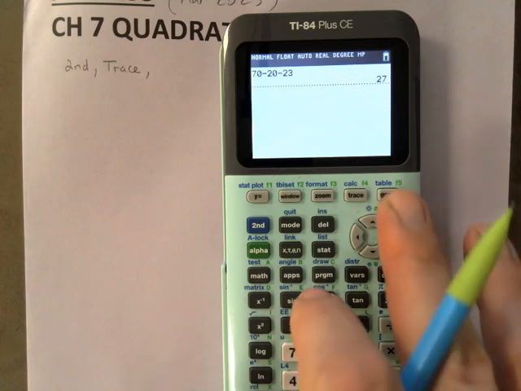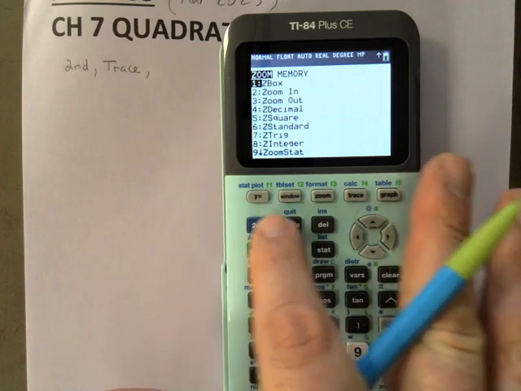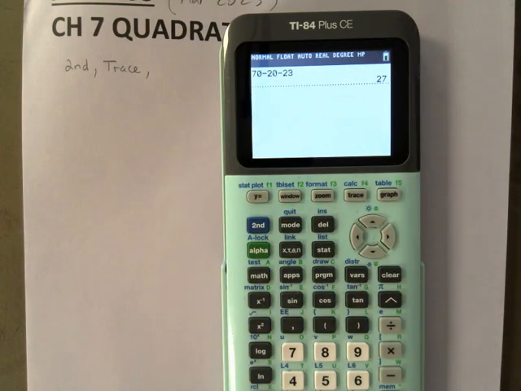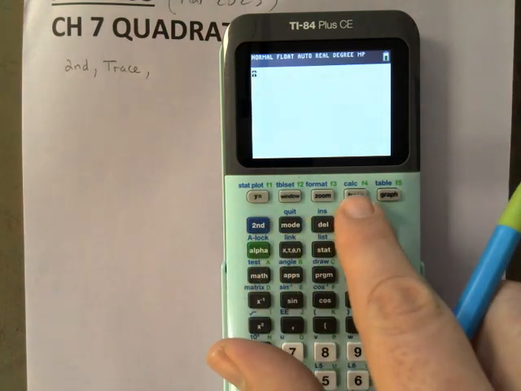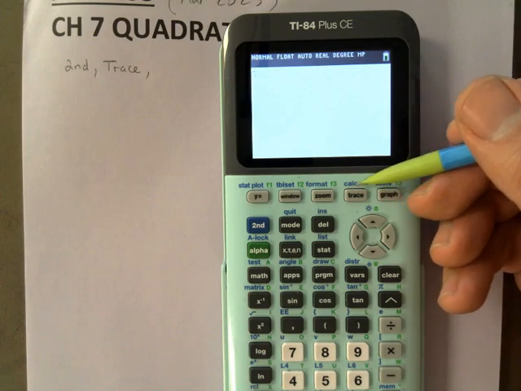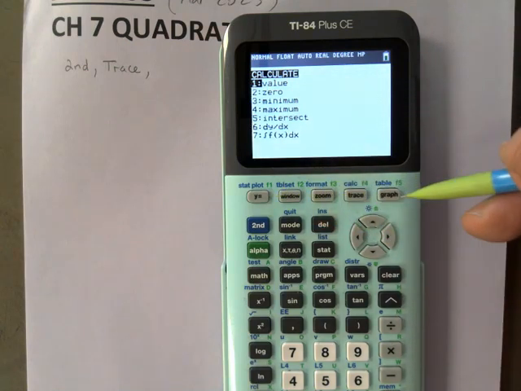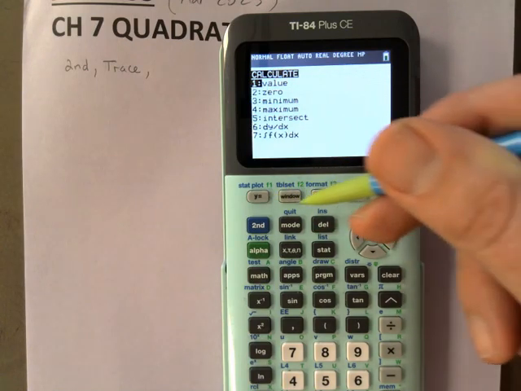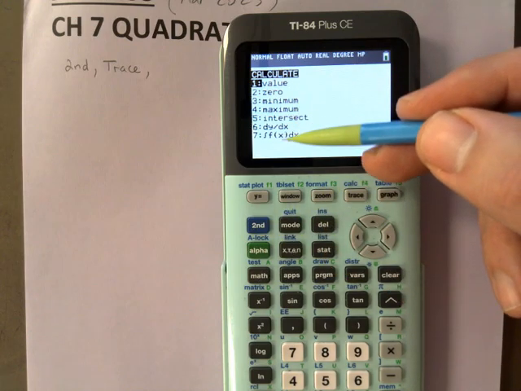So remember, if you press any button and you're like, oh my goodness, where am I? Always go second, quit to get you back to the home screen. Okay, so don't panic. I want you to go second and then press trace. Really what you're accessing is calculate. Anything to do with the graph is up here, but we're going to go second trace. And then you see a bunch of options here.